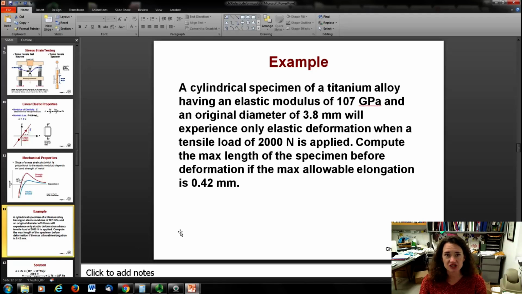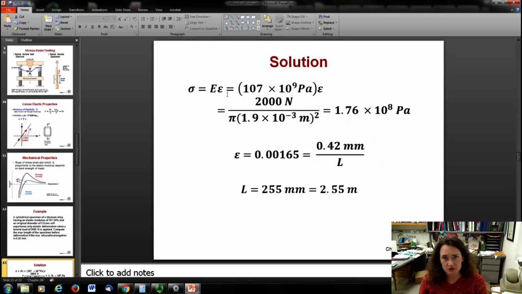Now this is the kind of engineering problem that material scientists sometimes face. They've got a maximum allowable amount that this material is allowed to move. And so from that, they need to figure out how long they need to make their material given the elastic modulus of the material. All right, so we're going to use the formulae that we've already been talking about. Here we have sigma is equal to E epsilon. A gigapascal is 10 to the 9th pascals. So here we have our elastic modulus plugged in, 107 times 10 to the 9th pascals, times our strain, epsilon.